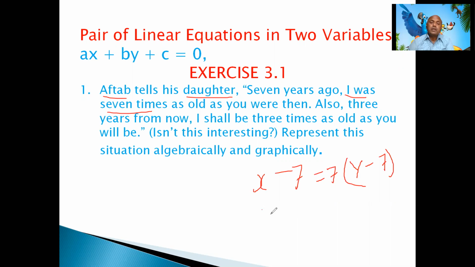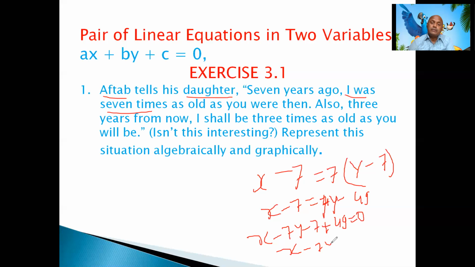Now solve it. x minus 7 is equal to 7 times y minus 7, 7 sevens are 49, 7y minus 49. Now shift this side. So x minus 7y minus 7 minus 49 become positive. You will get x minus 7y plus 42. This is the first equation of this condition.